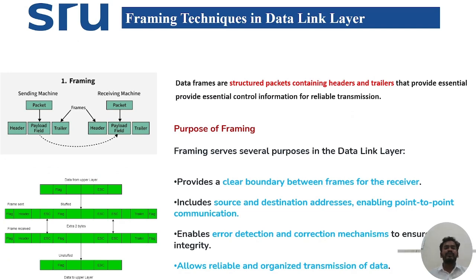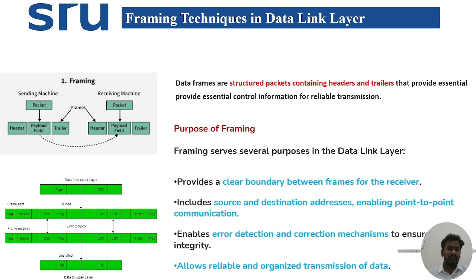Coming to the framing techniques in the data link layer. In framing, the data frames are structured as packets, containing headers and trailers. So the data is packaged with a header and trailer from sender to receiver, which provides essential control information for reliable transmission.